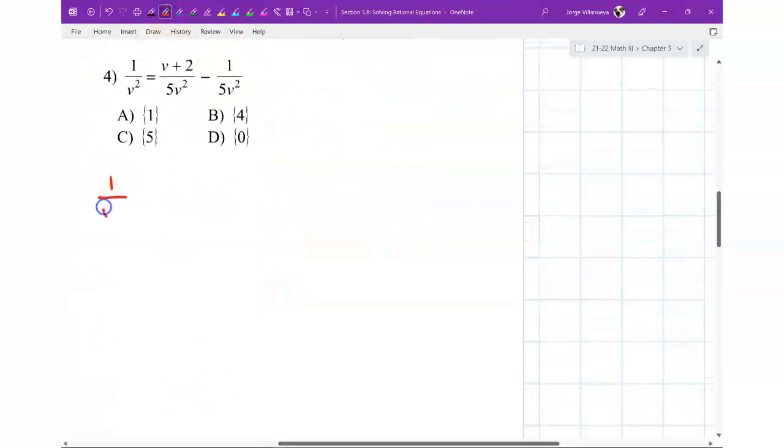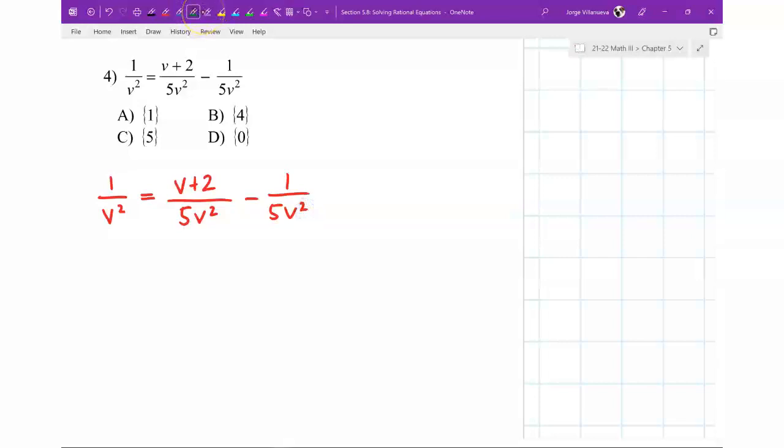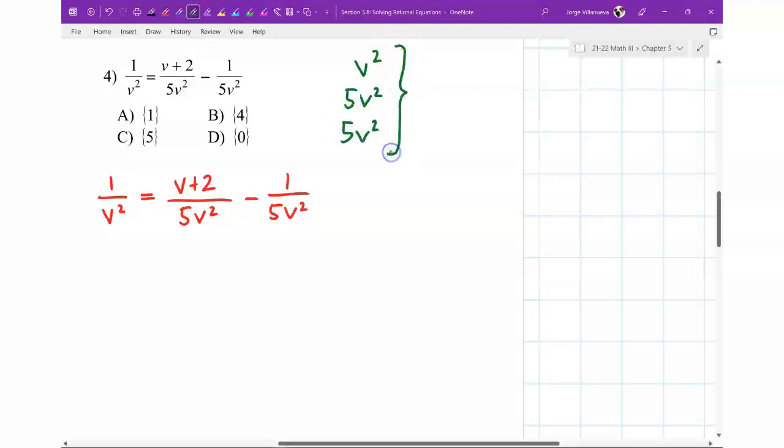So 1 over v squared equals v plus 2 over 5v squared minus 1 over 5v squared. Now I'm going to do the same thing I did with the other problem. I'm going to list all of my denominators: v squared, 5v squared, 5v squared. I want to find their least common denominator.